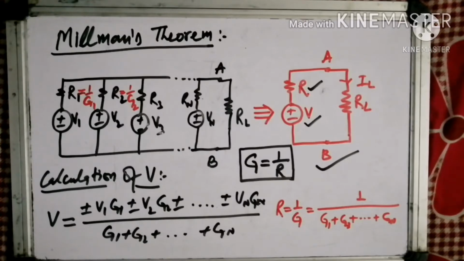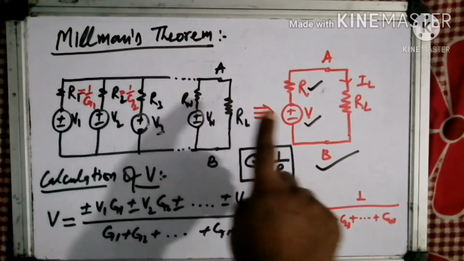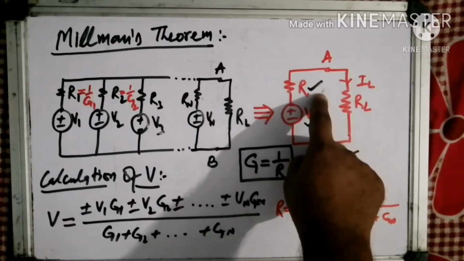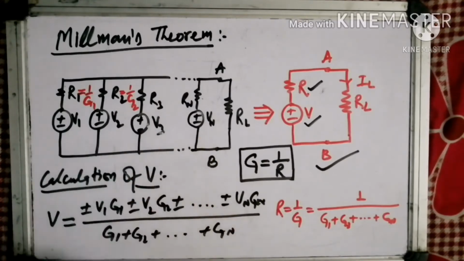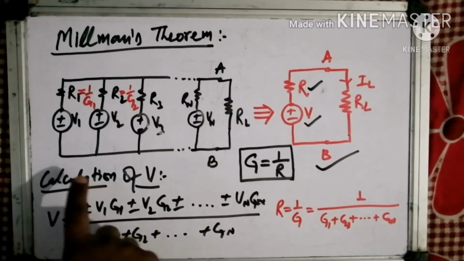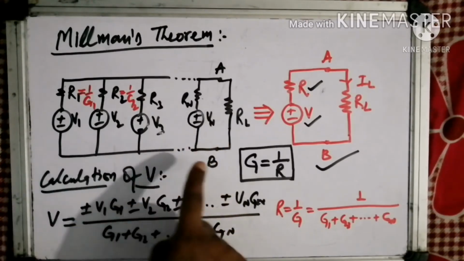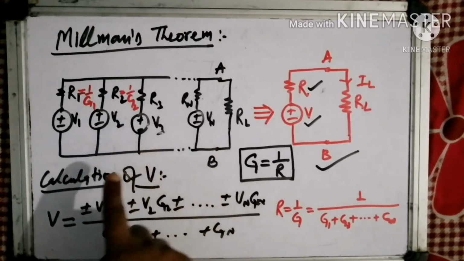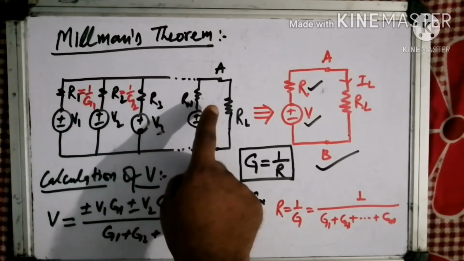Right? Okay. Now I am repeating Millman's theorem. Millman's theorem is useful in finding a single voltage source along with resistance R for a number of voltage sources connected in parallel. See, B1, B2, B3 up to Bn are the voltage sources. These voltage sources are connected in parallel along with internal resistances R1, R2, R3 dot dot dot Rn respectively.